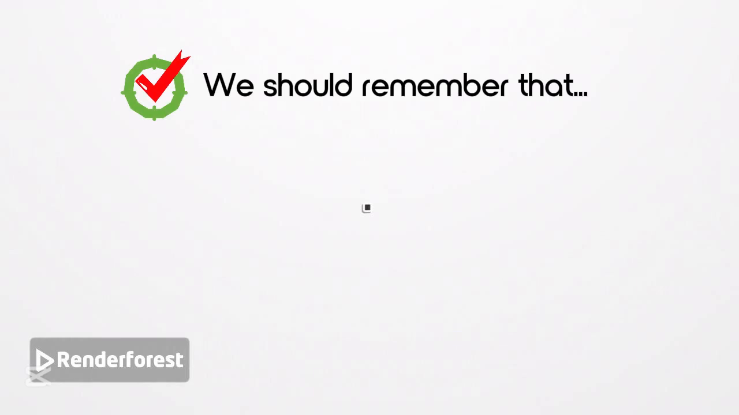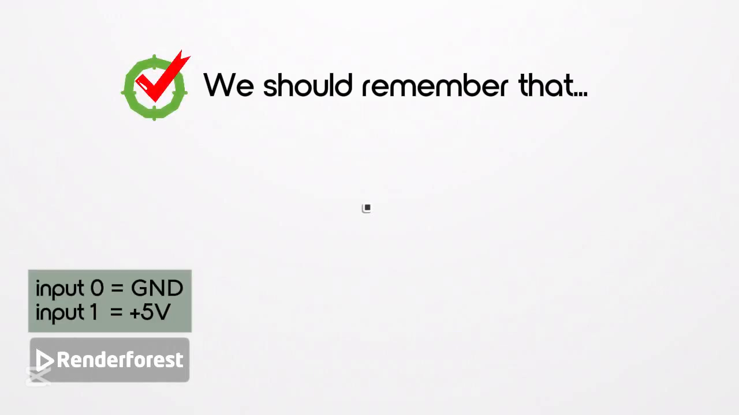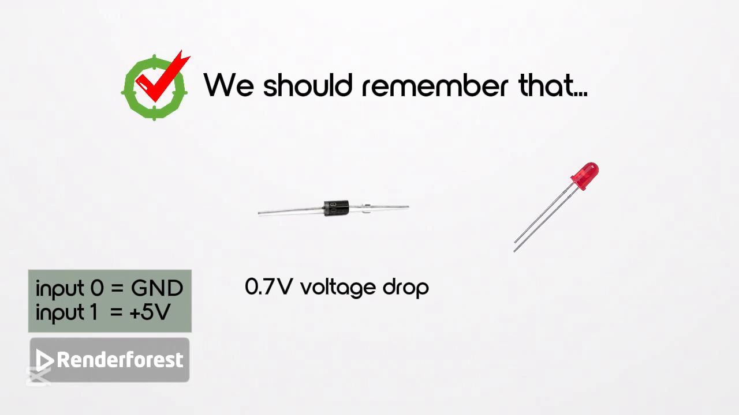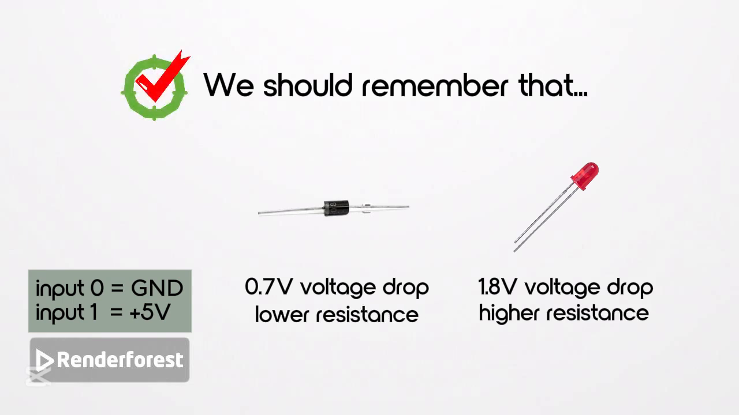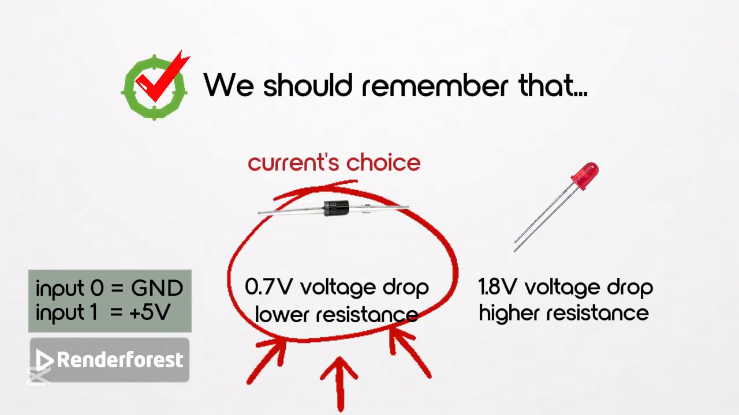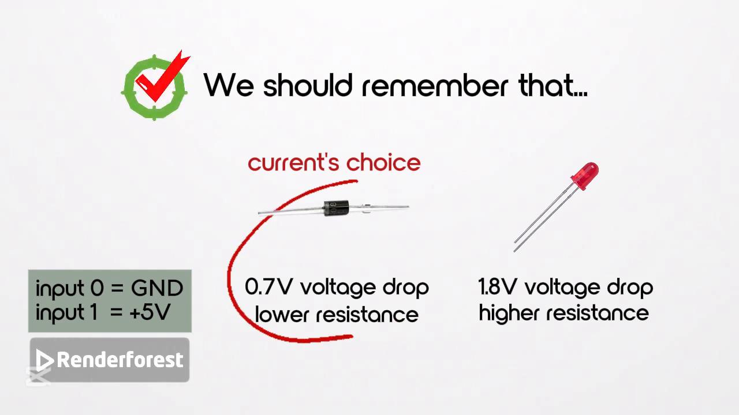We should remember that input 0 means it is connected to the ground and input 1 means it is connected to a 5-volt source. The voltage drop in a diode is 0.7 volts, while in LED it is around 1.8 volts. Lower voltage drop means lower resistance. We know that current will choose to flow through a branch that has the lowest resistance to go to the ground. In our circuit, current would prefer to go through the 0.7 volts voltage drop forward bias diode than the 1.8 volts in LED.